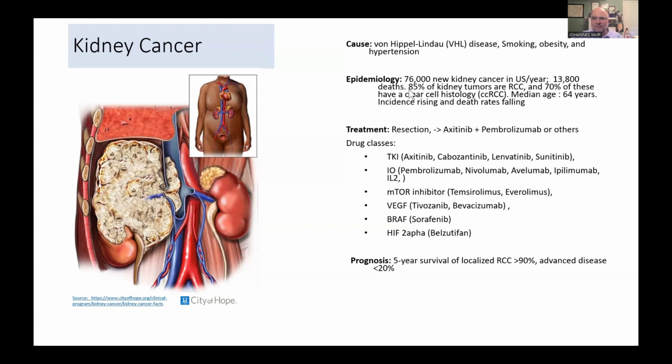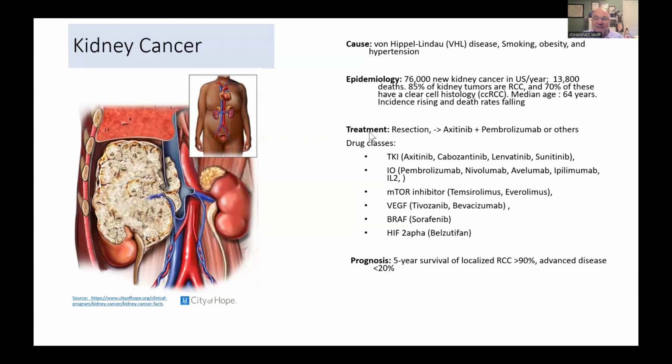30,800 deaths per year. 85% of the kidney cancer are renal cell carcinoma, and of those, 70% are clear cell renal cell carcinoma. The median age of diagnosis is 64 years. It is a disease of the elderly. The incidence is rising. It is becoming more common, and the death rate is falling. The treatment is more successful. The treatment, if you want to make it in a single line, is resection followed by drug combinations, and axitinib pembrolizumab is one of them. There are others.